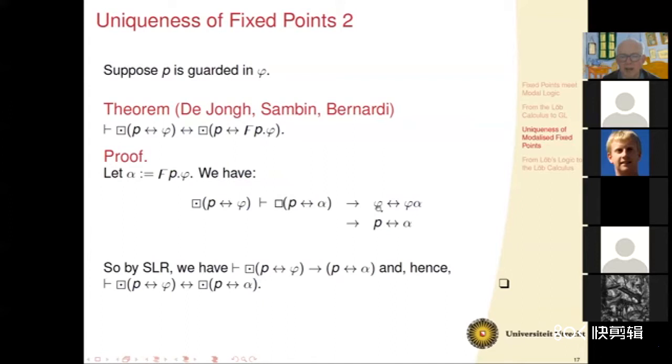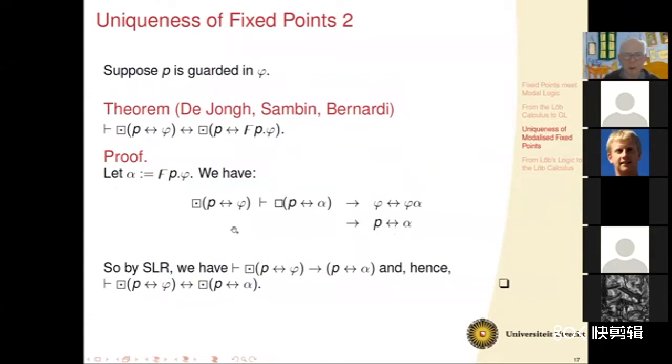So this is phi of P, and so we may replace phi P by alpha. So we have P if and only if phi alpha. Now phi is equivalent to P, so this phi here we can replace by P. And also for alpha, we have the fixed point equation, that's an axiom. So phi alpha is equivalent to alpha. So from P if and only if phi alpha, we have P if and only if alpha.